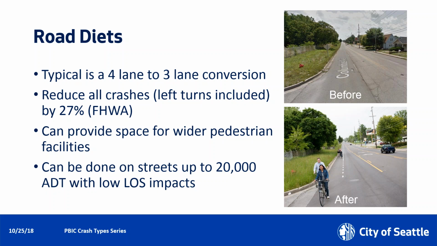Again, you really get the benefits from adding in that center left turn median, where you allow vehicles to pull out of the flow of traffic and be patient and look for oncoming gaps in traffic, as well as pedestrians along those side streets. And they can be done on decently high roads, up to 20,000 ADT with low LOS impacts, and I've worked on several projects that have approached that 20,000 ADT mark.